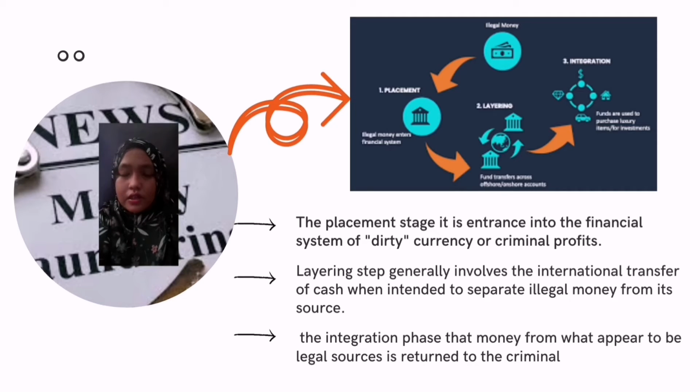Next, we see the layering stage, which happens after the placement. The most complicated layering step generally involves the international transfer of cash. This phase is primarily intended to separate illegal money from the source. The sophisticated layout of financial transactions obscures the audit trail and separates the connection to the original crime.